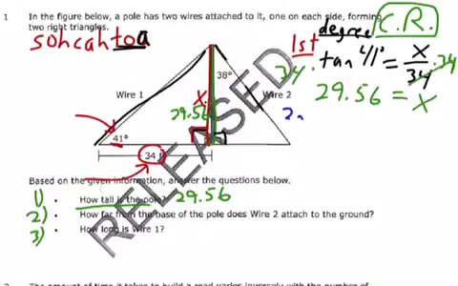Our second question says, how far from the base of the pole does wire 2, remember this is wire 2, attach to the ground? This is the ground. So how far from the base, that means the bottom in this case, does the pole attach to wire 2 on the ground? So we're talking about this region right here, and I'm going to call that region Y. So we're trying to find Y, but now look at that triangle, this right triangle. We now have one of the measurements. We know how tall the pole is.